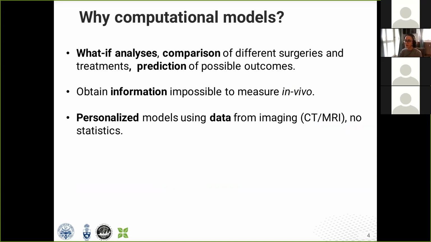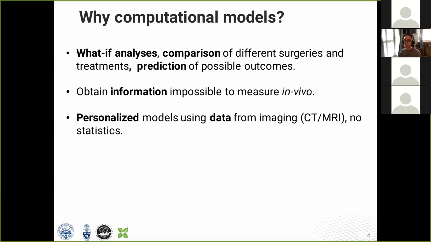When we develop computational models for the heart and the cardiovascular system, we can do a lot of analysis and a lot of investigations. We can do what-if analysis, or doctors can compare, for example, different surgeries, plan different treatments, and also predict how those treatments will perform on the patients. That's a lot of things that the clinical community could do with computational models.